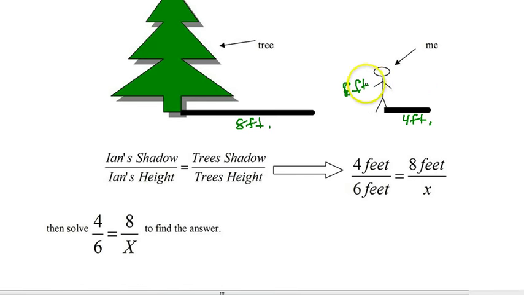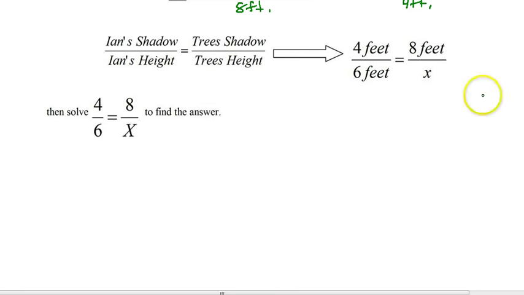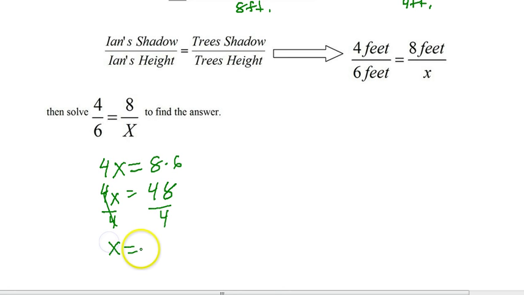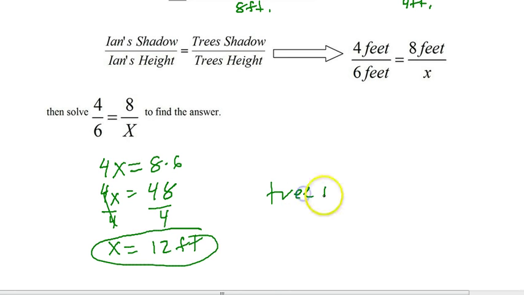So we know that my ratio is 6 to 4, or 4 to 6, my shadow to my height. So that means that that tree has to have that same exact ratio of 8 to something. And now you can solve it to find your answer. So we're going to do the cross multiply method, which is 4 times x equals 8 times 6, because I guarantee that's your favorite, which is 48, and then divide by 4. So x is equal to 12 feet. So that means the tree is approximately 12 feet tall. That's it. That's all you have to do.